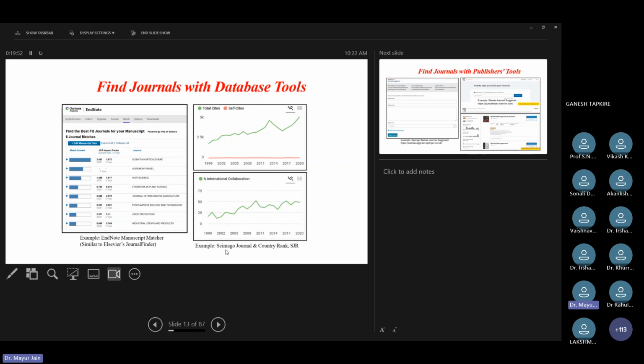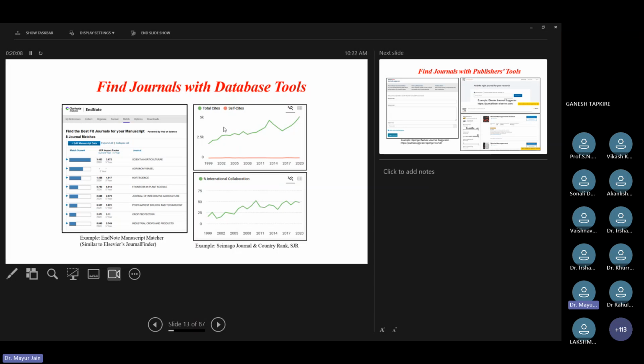Like, if you go to SCImago Journal and Country Rank, you will get many things regarding that particular journal you are selecting, right? Including impact factor, including the total citations of that particular journal.